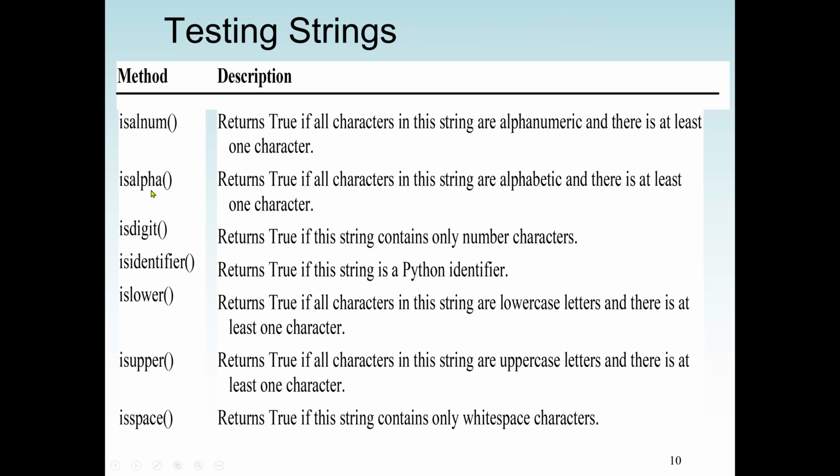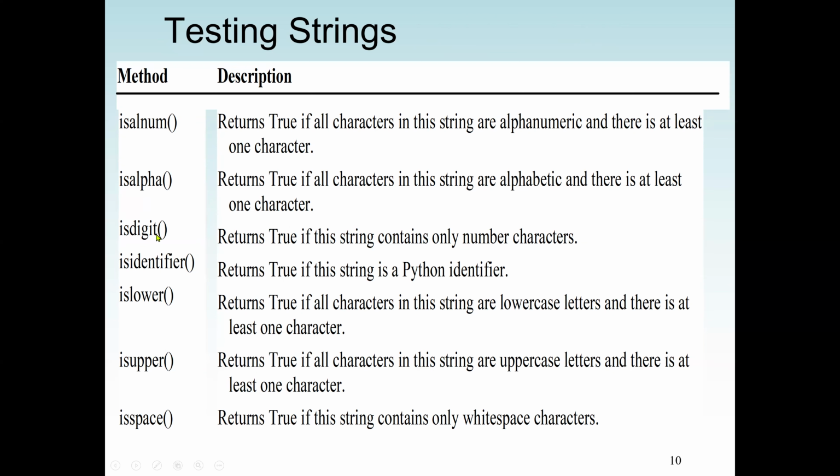Now we also have isalpha. isalpha will return true if all the characters in the string are alphabetic and there is at least one character. In an alphanumeric check, we include both characters and numbers, but with isalpha, it will return true only for alphabetic characters, not numbers.